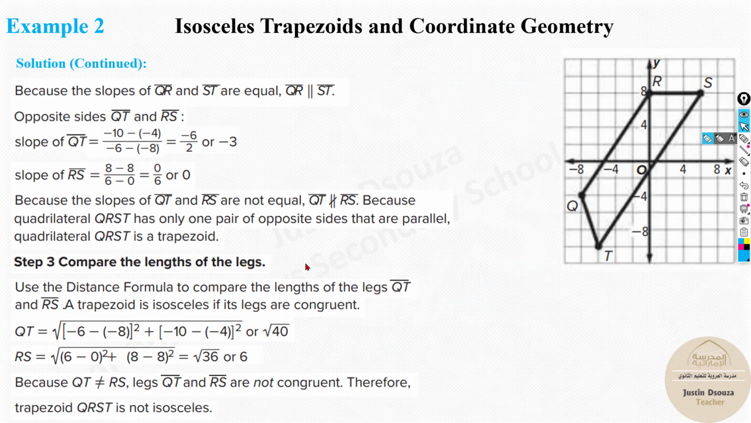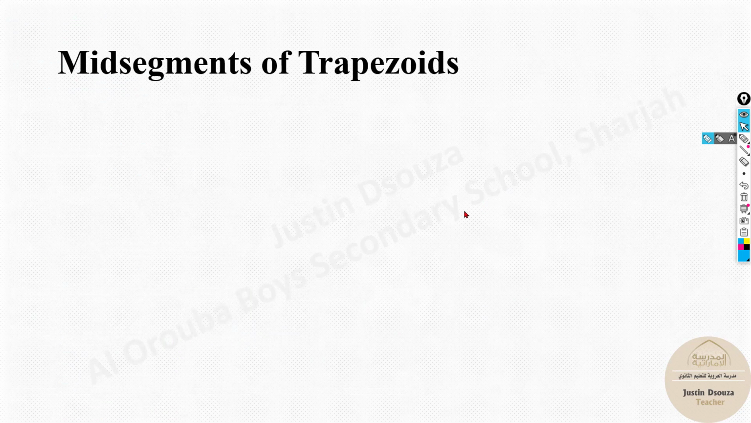Now then, that would be the answer. And it's not isosceles. Why? Because the legs are not equal. That's the answer. Now we go on to the mid segment, the second objective.